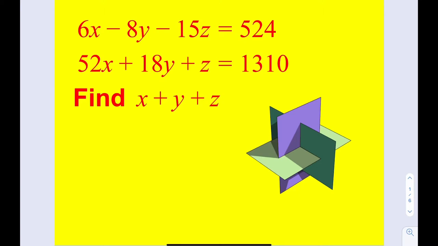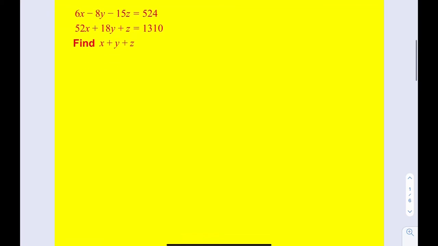If you wanted to try this problem yourself first, go ahead and pause the video at this point and then check out the solution. Okay. So we are supposed to find x plus y plus z from the given equation. So let's go ahead and take a look at it here.